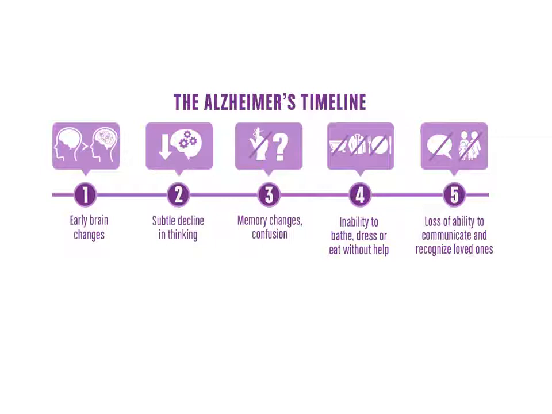The Alzheimer timeline. Initially, there are early brain changes, then a subtle decline in thinking, then memory changes and confusion, then inability to do daily activities like bathing, dressing, and eating without help, and at last loss of the ability to communicate and recognize loved ones.